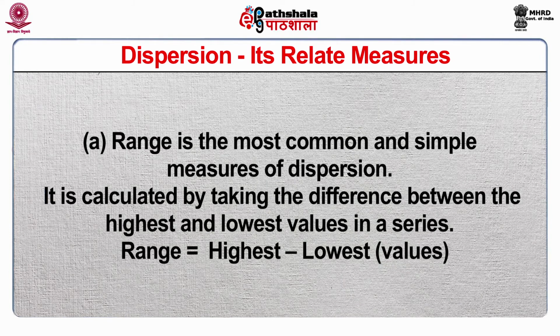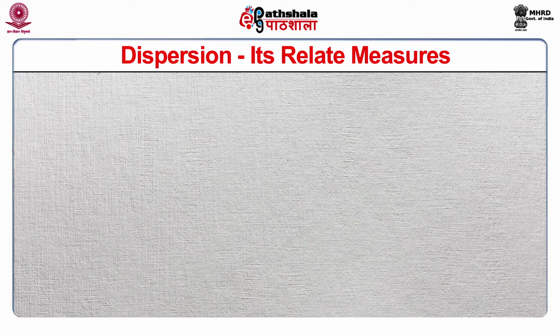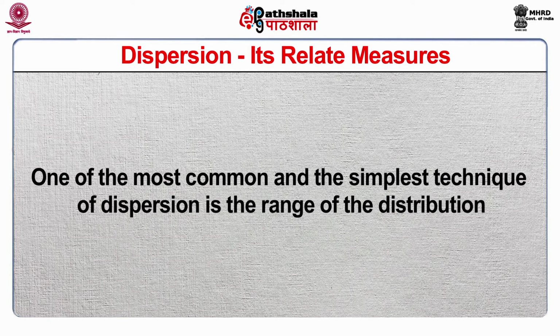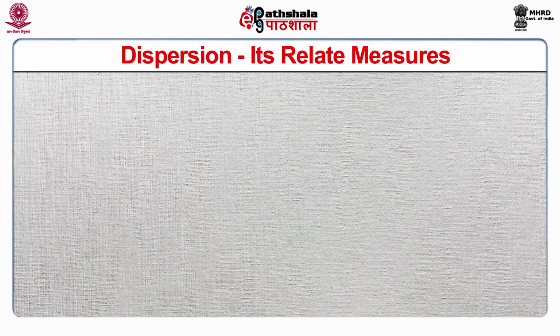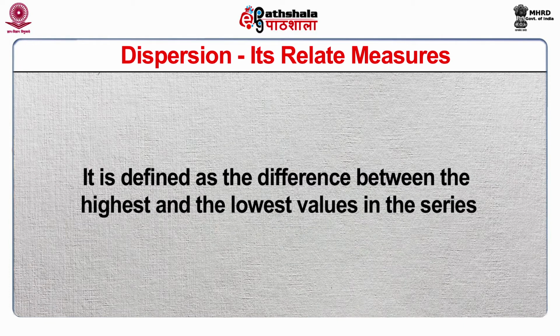Out of these three, range is the most common and simple measure of dispersion. It is calculated by taking the difference between the highest and the lowest values in a series. Thus, the formula is: range is equal to highest minus the lowest value. One of the most common and the simplest techniques of dispersion is the range of distribution. It is defined as the difference between the highest and the lowest values in the series.